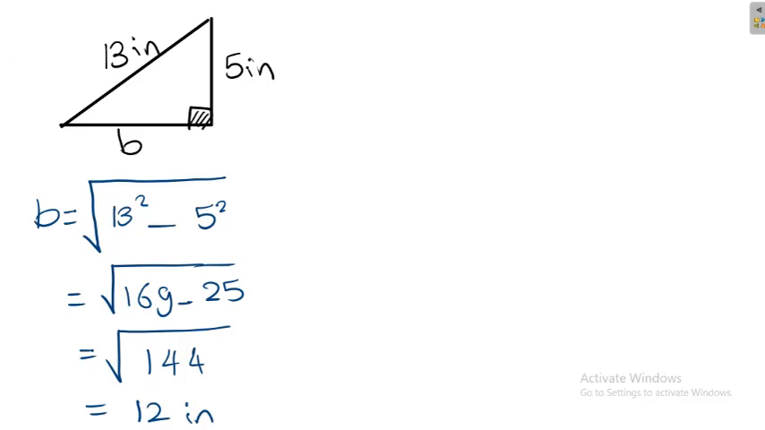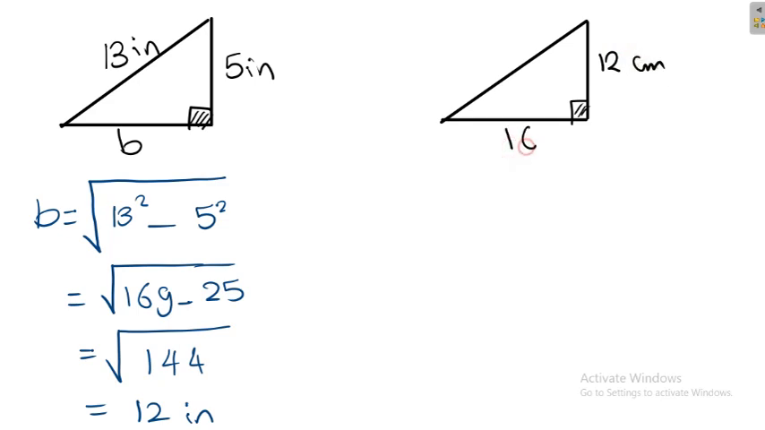Let's take another one. It's very easy. 12 centimeters, 16 centimeters. C. How can you get C? Okay, I assume you solved it and you're checking your answer now. C is the biggest one. Why? Because it is opposite to the right angle. So how can we get the biggest one?